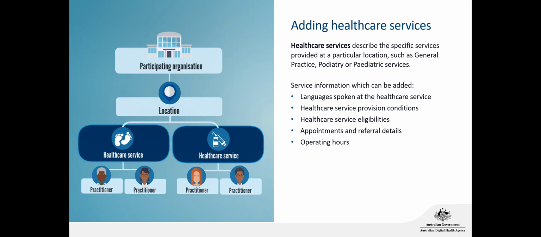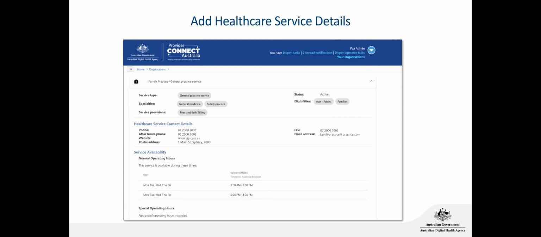You can add healthcare service provision conditions, if there are any conditions to the services that are provided, eligibilities, referral details, appointment information, and operating hours as well. So again, to give you a visual of what that might look like, here you can see an example of where a practice has added general practice as a service and accompanying information. So they've got billing information, opening days and hours, contact details, specialty areas, etc.